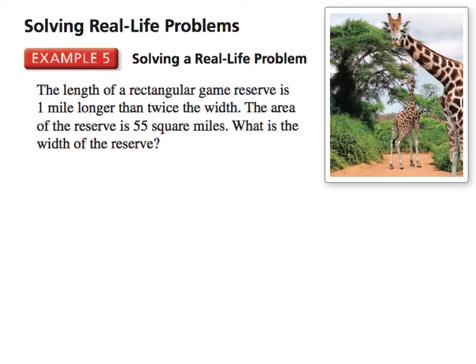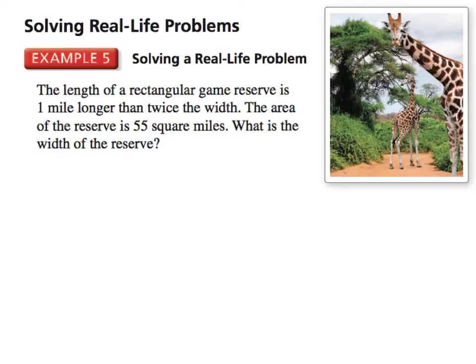So here's our last example. How do you put all of this in a real-life problem? Well, the length of a rectangular game reserve is 1 mile longer than twice the width. The area of the reserve is 55 square miles. What is the width of the reserve?